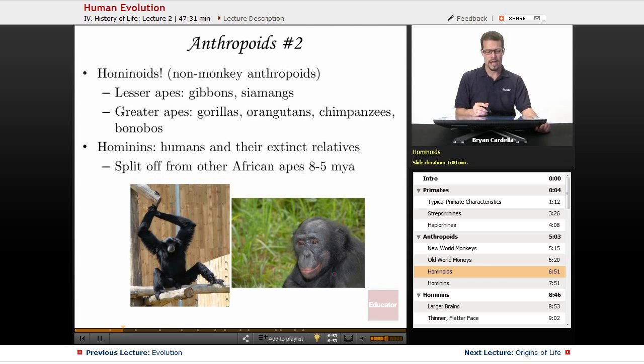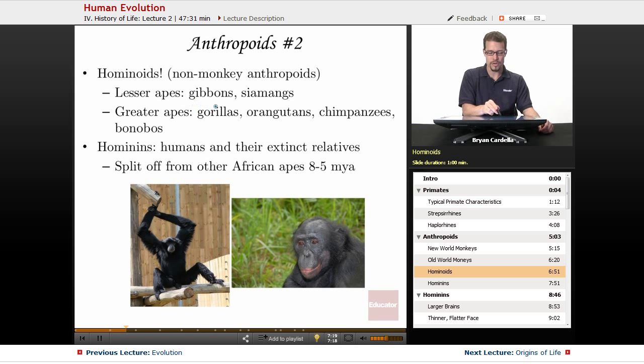Anthropoids number 2. You also have hominoids as a subgroup. This would be the non-monkey anthropoids. So we just talked about the anthropoids that would not be hominoids. And this actually starts to sound more like our name. We are Homo sapiens. So hominoids, that homo, the root is the same, meaning same as us.